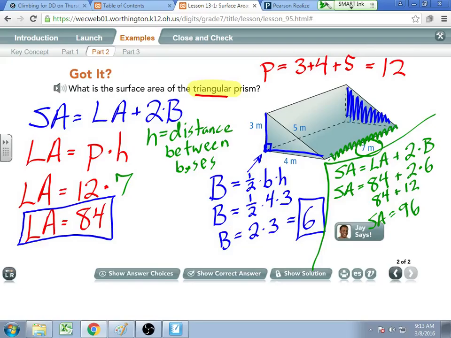96 meters squared. It's not right unless you have the label. And if you don't have a label, you just put units or U squared.